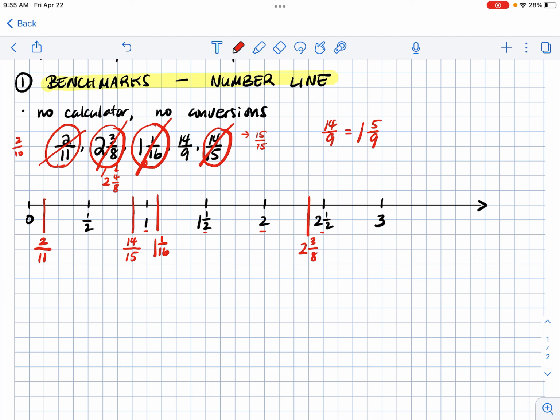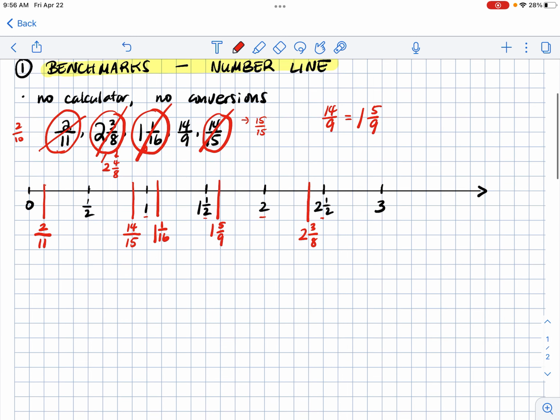Okay, 1 and 5/9. Where is that going to go? Well, I know 5 over 9 is over 1/2, so it's going to be around 1.5, but over that. So just here would be good. So 1 and 5 over 9. Okay, so right there. So that's how we order using decimal benchmarks.